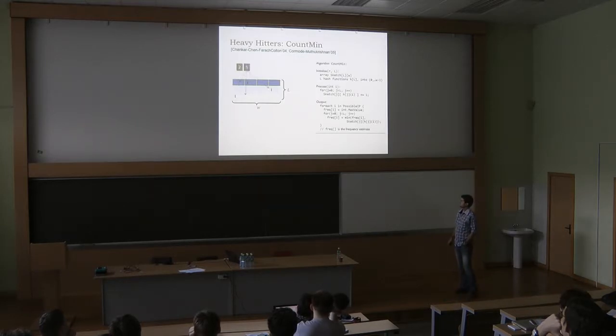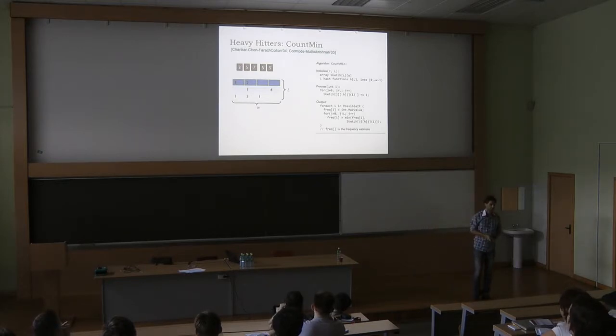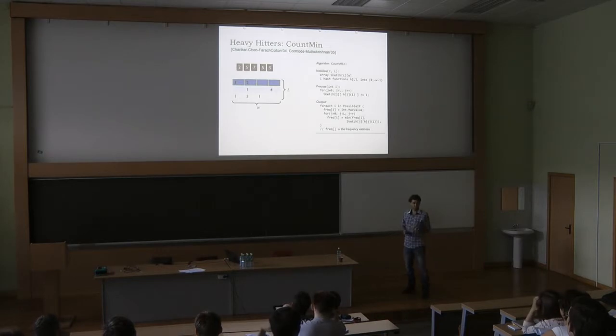So we see a 5. Suppose the hash functions look like this. These arrows correspond to where the hash functions map 5. We increase by 1. We see 7, increase by 1. 5, increase by 1. 5, increase by 1. And if this was our stream, this is the hash table that we get. This is the sketch that we get. So this is how we update the sketch. And now, how do we answer a query?